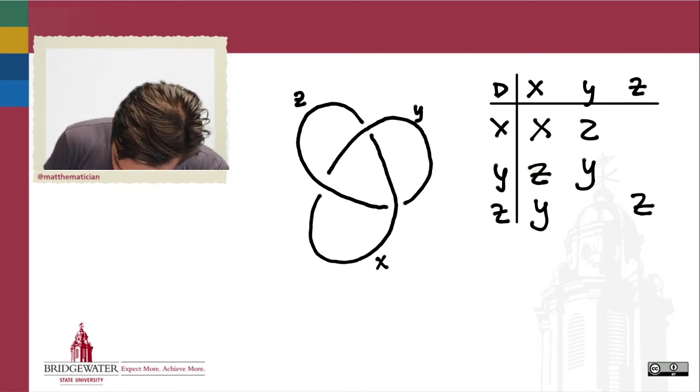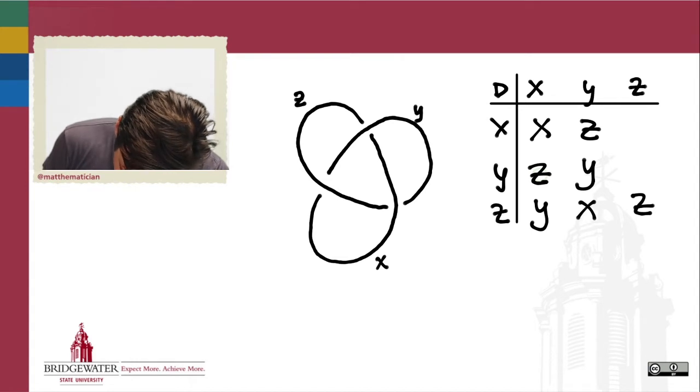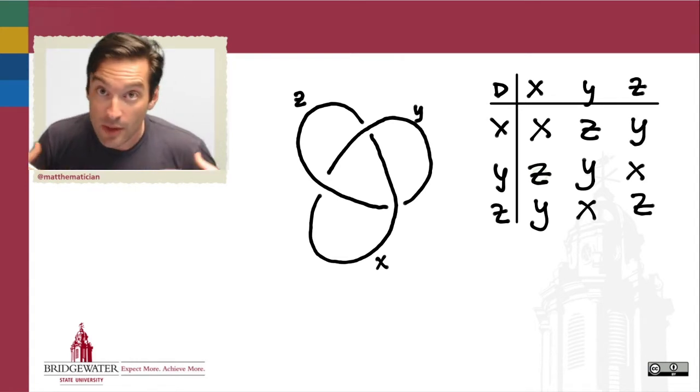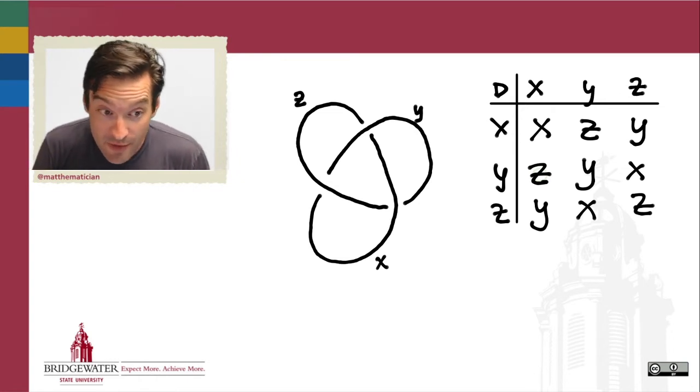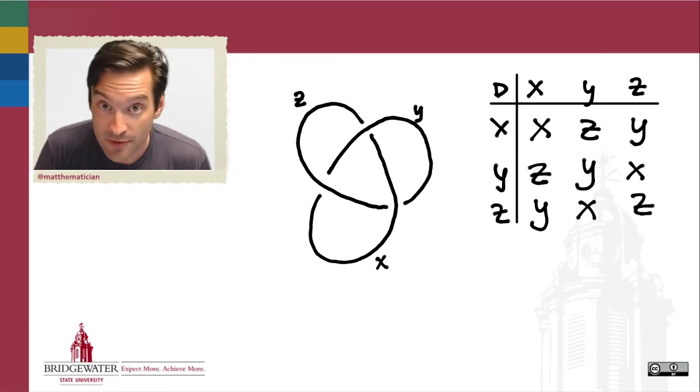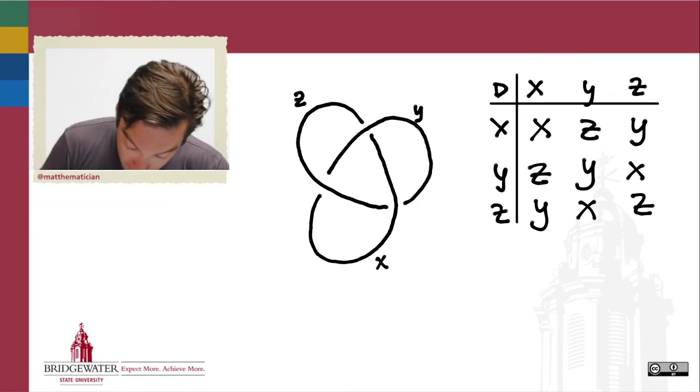X under Y gives me Z. Wait, let me make sure that's right. Here is X under Y. It emerges on the other side as Z. Z under Y gives me X. X under Z gives me Y. Y under Z gives me X. And so in the process, we had enough information from the 3 crossings and from the idempotent property to be able to fill out the whole table.